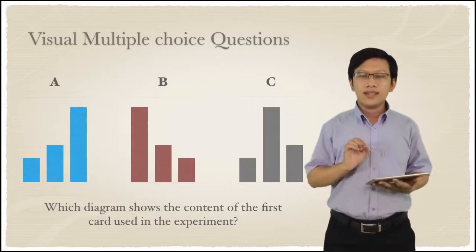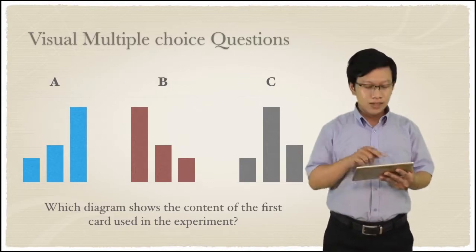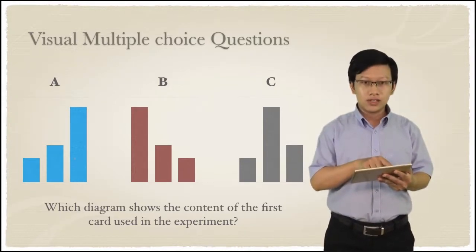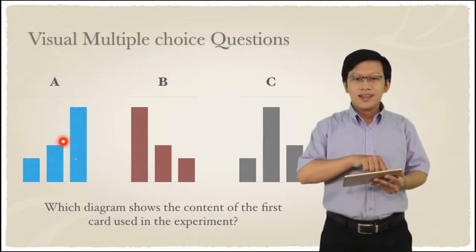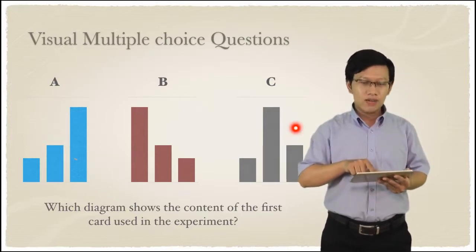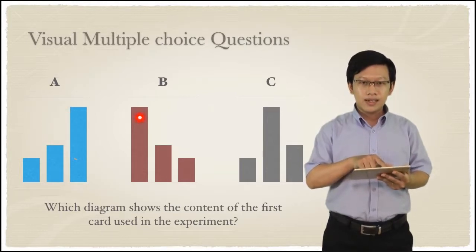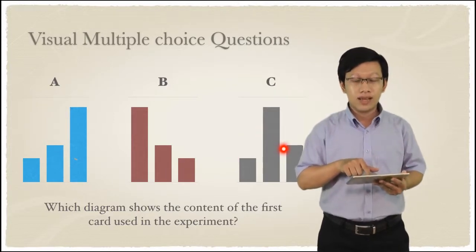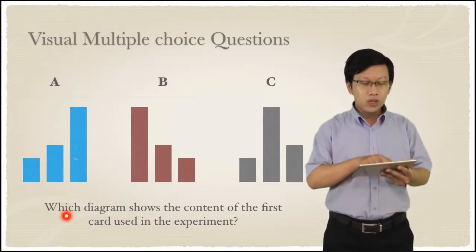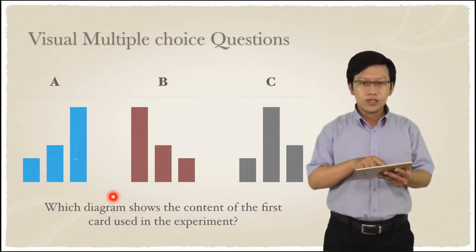Now, let's take a look at another visual multiple choice question. This is very simple. Okay, here we have 3 different charts, right? Like this one, this is the first chart. The bar graph, blue, and then the brown one, and then the gray one. However, the shapes are different. Short to high, and then tall, the short, and then tall, and then middle length, middle height. Okay. Now, which diagram shows the content of the first card used in the experiment?